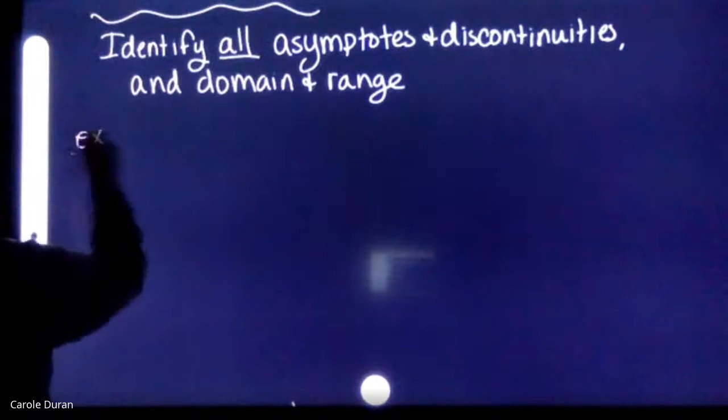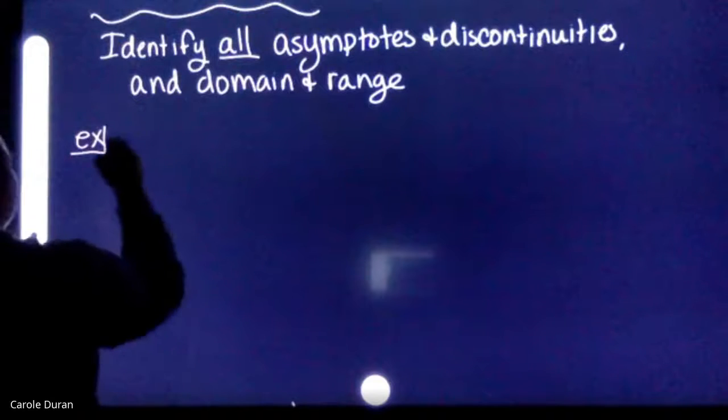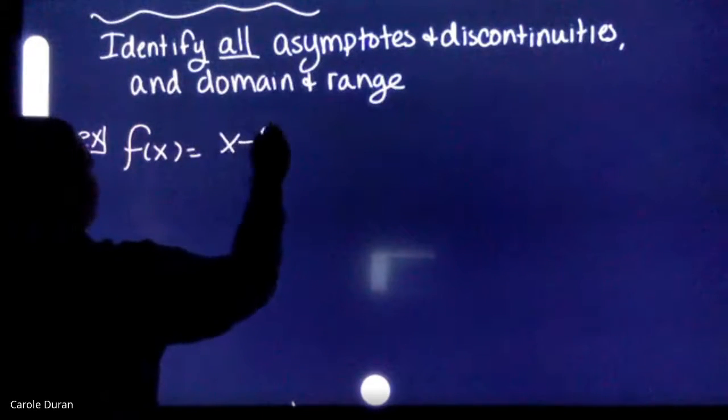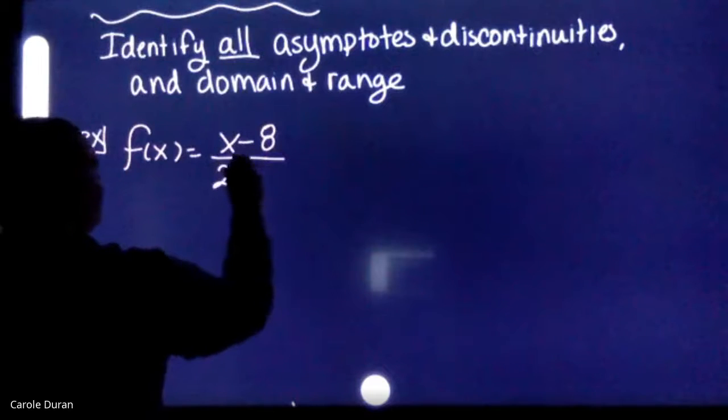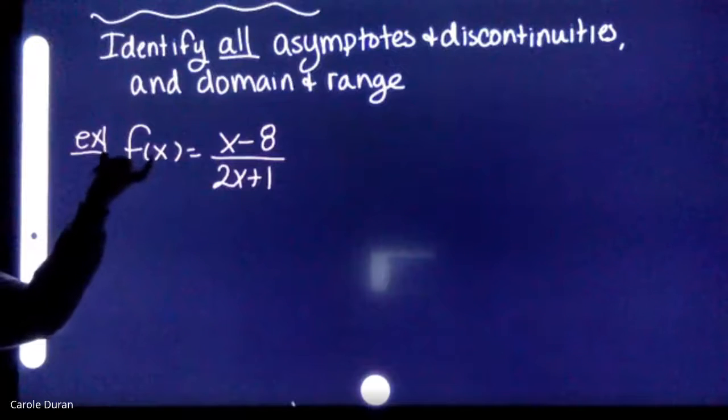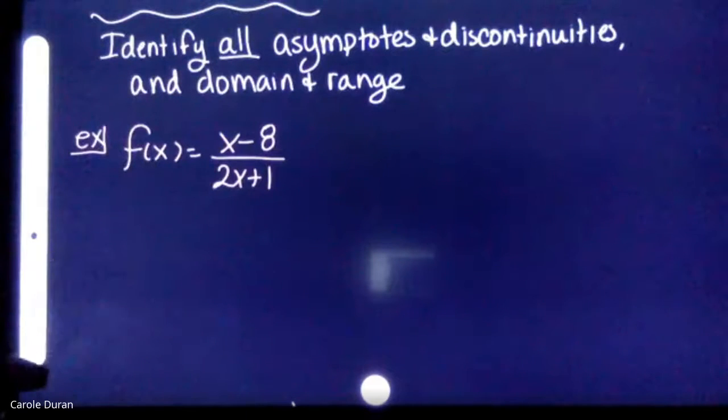First one. f of x equals x minus 8 over 2x plus 1. This f of x is no different than having a y there. It's just a different notation.